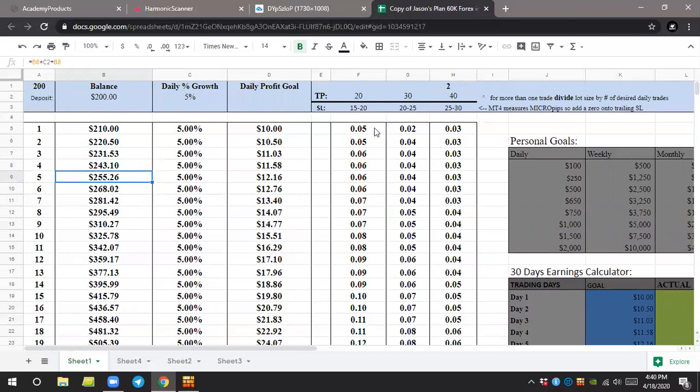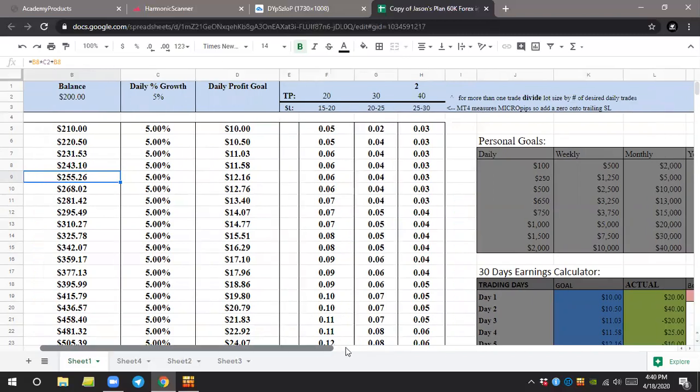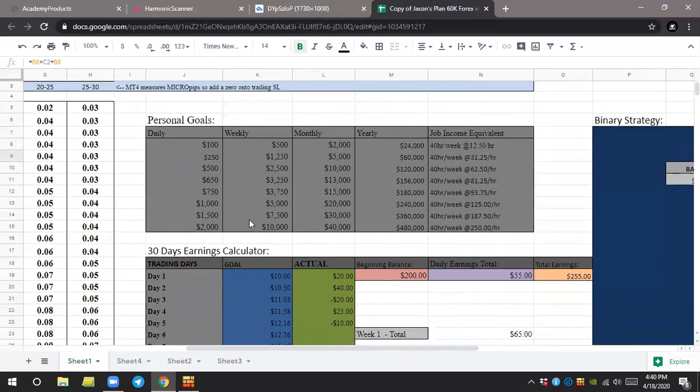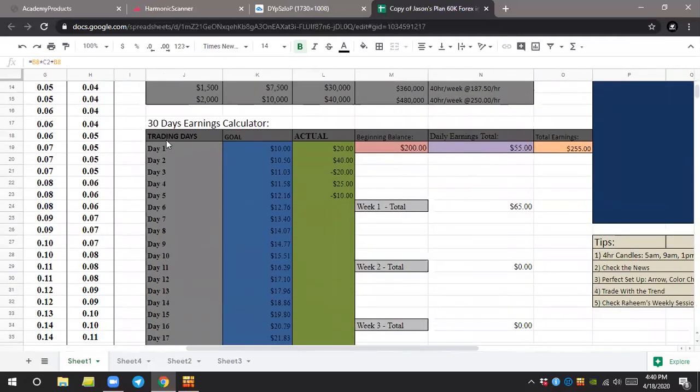But the point of this is to help you understand how much you're willing to risk and how much you're willing to gain, right? And the best thing about this too is that you can actually create your own personal goals, and you can also have your 30 days earning calculator where you pretty much have your days where you write down your goals, how much you actually made, your beginning balance, and it will total it all out for you for your week 1 total, and it'll let you know how much you made for that week.